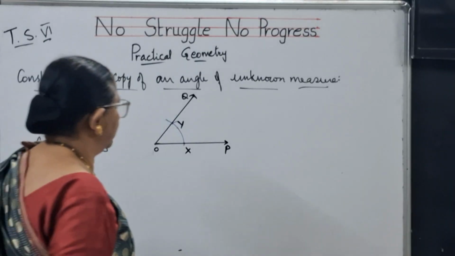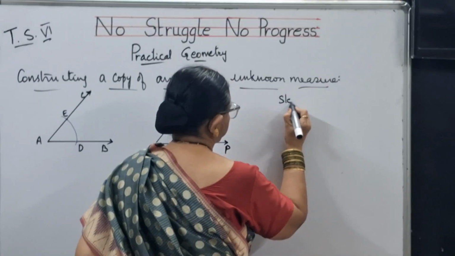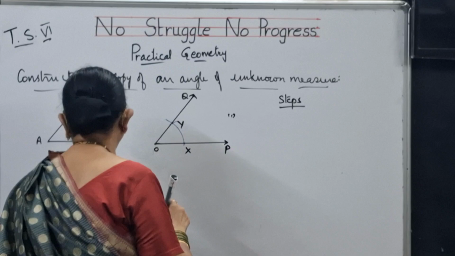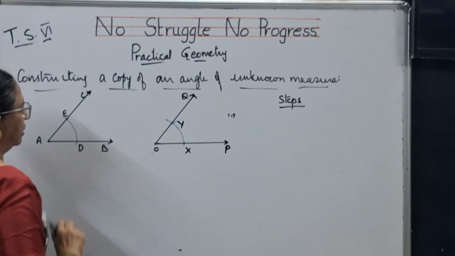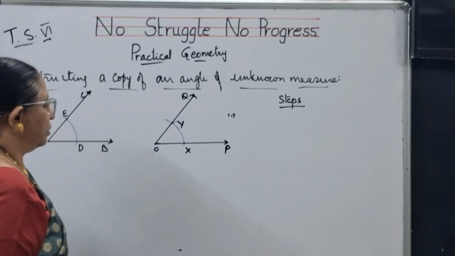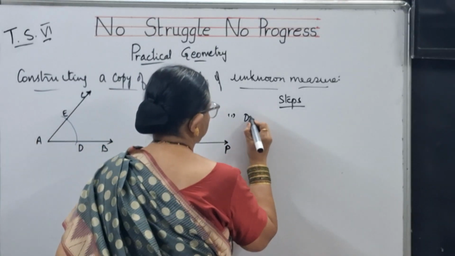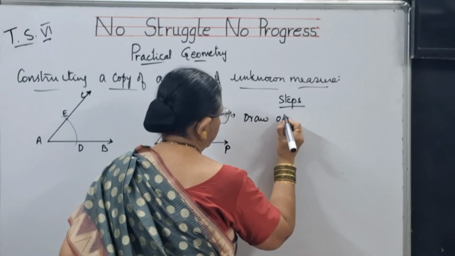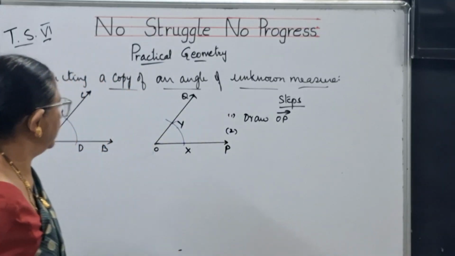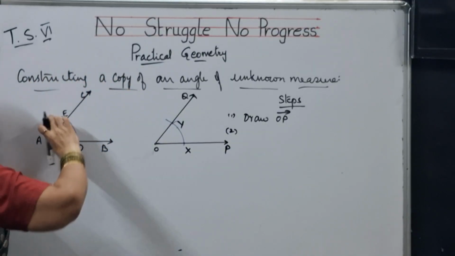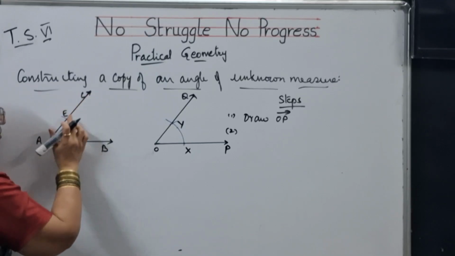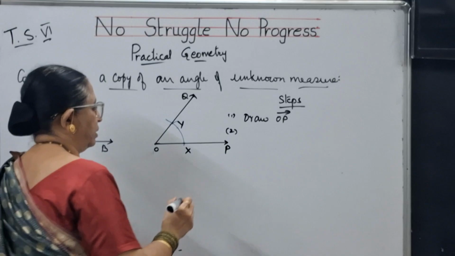So you will get this if you do it properly in your notebook, children. What are the steps we have done here? First, what is given: angle CAB is the given angle. First, draw the OP ray. After drawing the OP ray, what did we do? We have taken A as center with some radius and drawn an arc which intersects AB at D and AC at E.